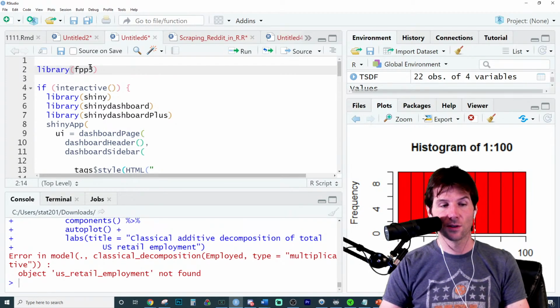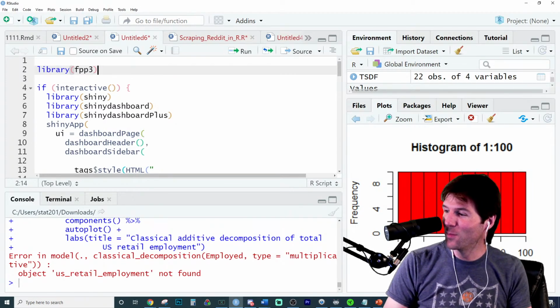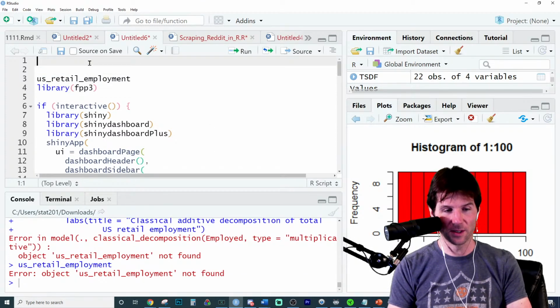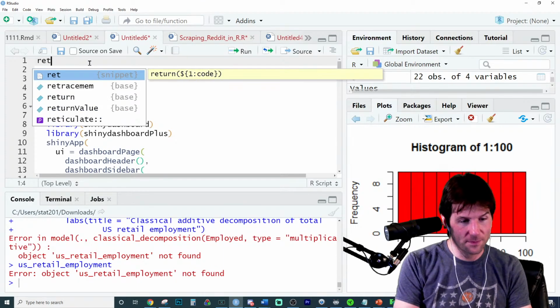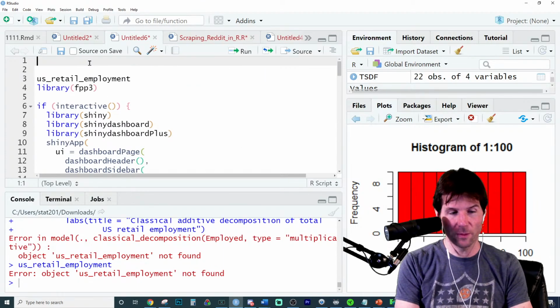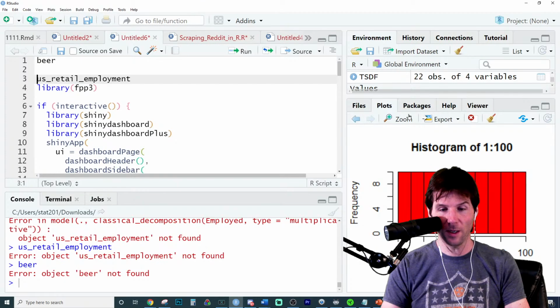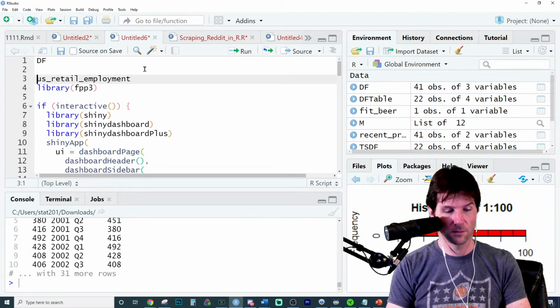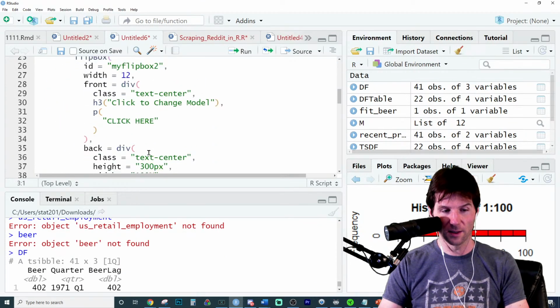Oh my gosh. Let's see what we're saying in the chat. Beer may still be loaded in. We should have done beer, right? Okay, U.S. employment. Retail. We should be able to do beer, right? Did beer still load up? What? I'm going to clear my environment. Fit beer. DF. Okay, let's go down. Let's change it to beer.